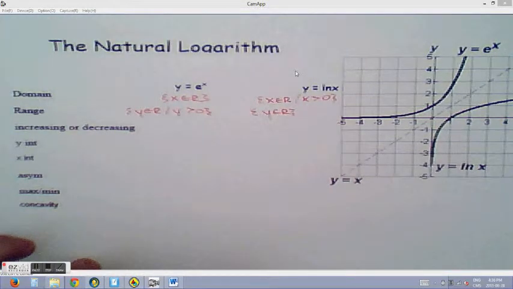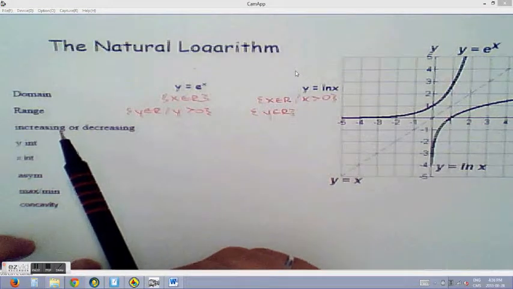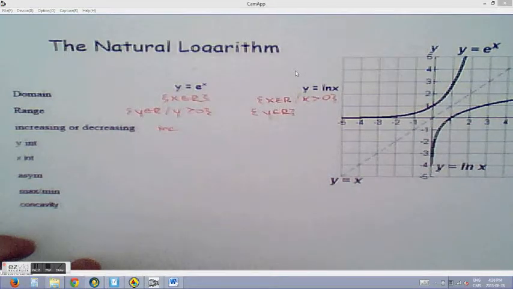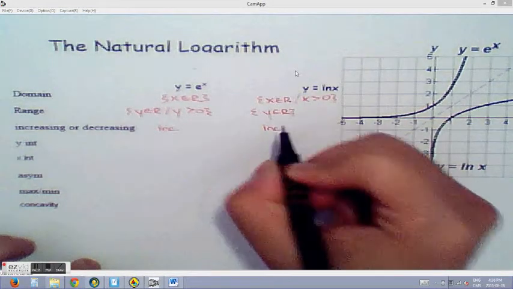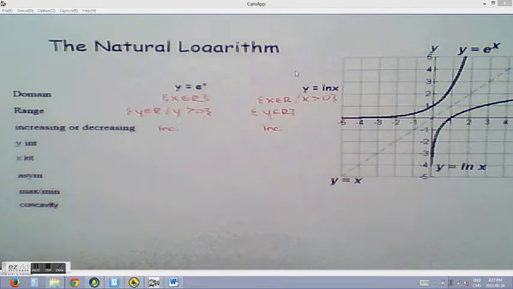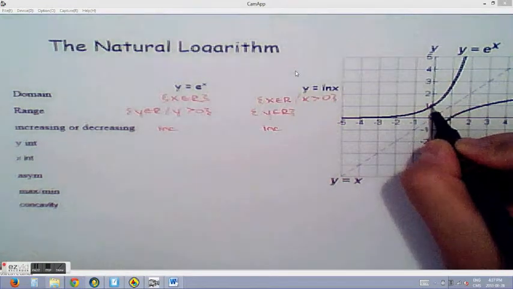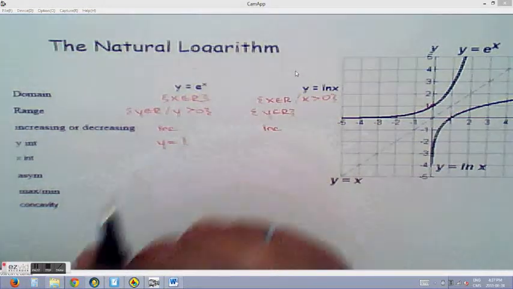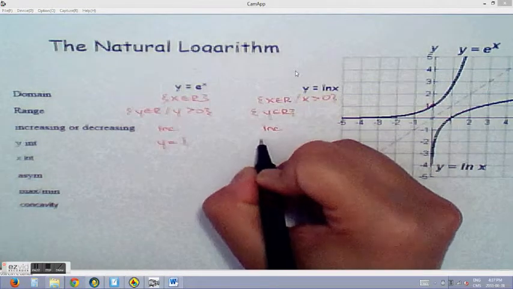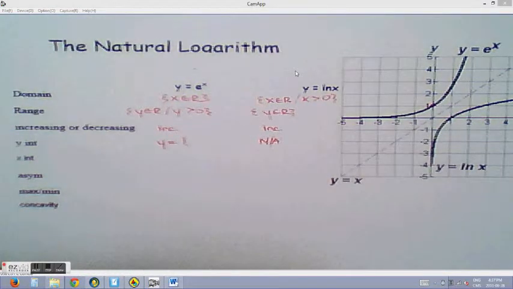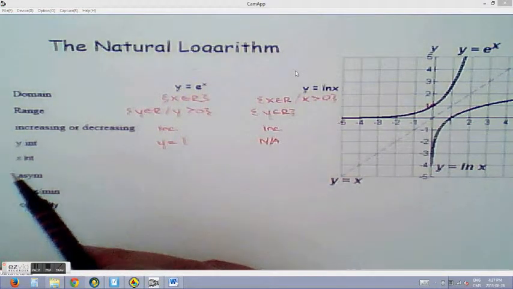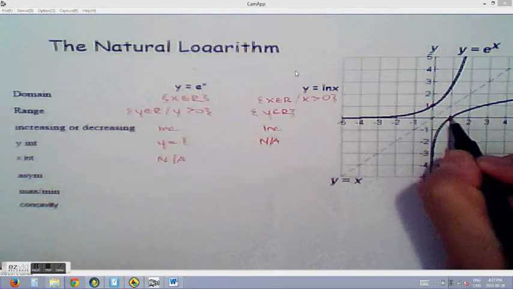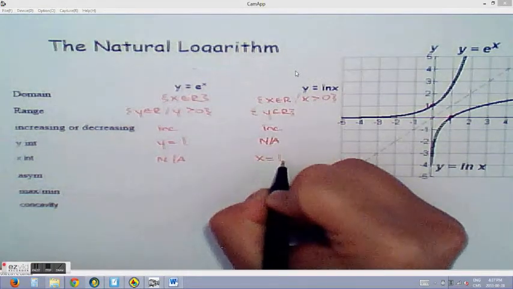Okay, so increasing or decreasing. e to the x is increasing, and ln of x is also increasing. So where is the y-intercept on e to the x? Well, it's right here. So y is equal to 1, and for ln of x there is no y-intercept, not applicable. X-intercept for e to the x, there is none, so not applicable, but there is for ln of x, which is right there. So x is equal to 1.